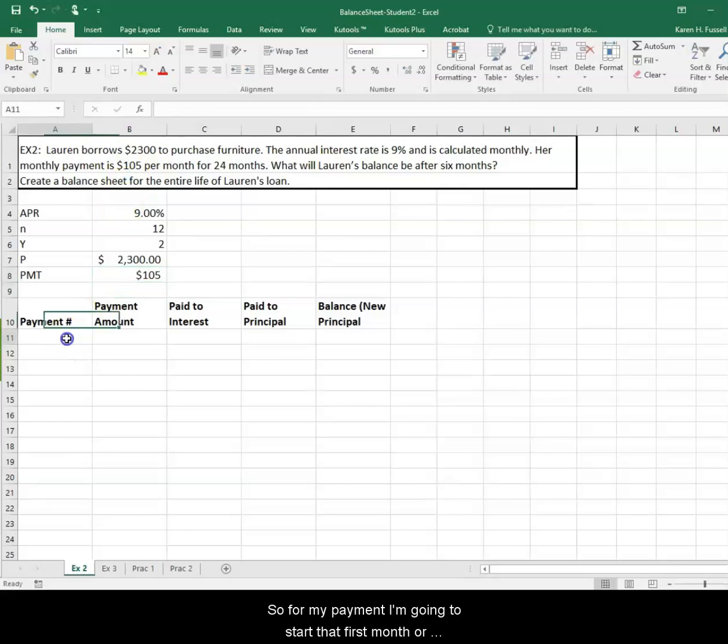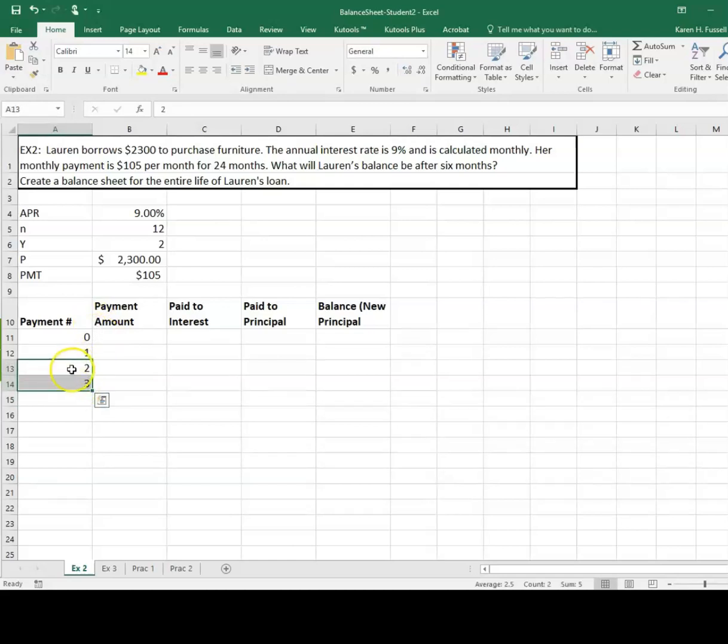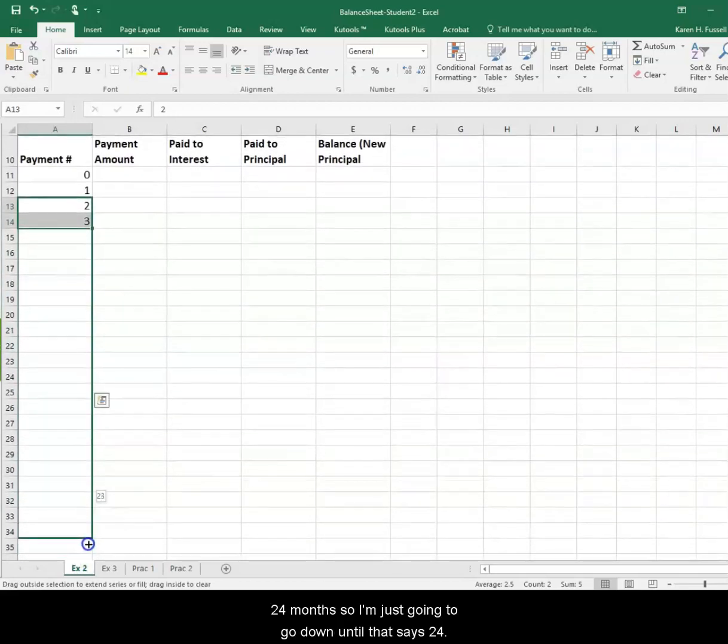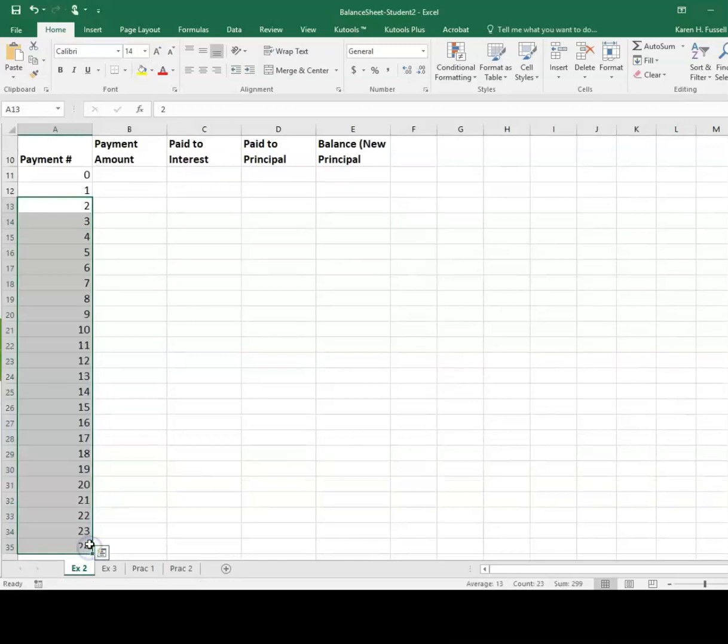Okay. So for my payment, I'm going to start that first month or payment as 0, just as our holding, and fill in our 2, 3, and remember to fill down. You can just highlight 2 of them. That'll give us the rate at which it needs to increase. So it's going to increase by 2 and just drag down. And remember, we need 24 months, so I'm just going to go down until that says 24.